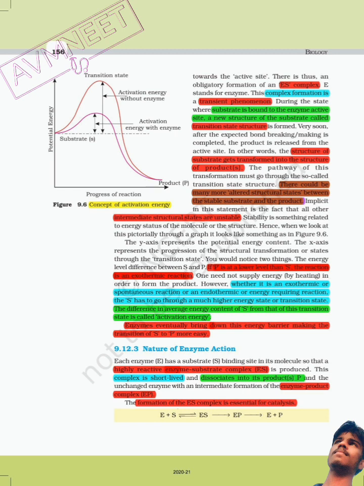However, whether it is an exothermic or spontaneous reaction or an endothermic or energy requiring reaction, the substrate has to go through a much higher energy state or transition state. The difference in average energy content of substrate from that of this transition state is called activation energy. Enzymes eventually bring down this energy barrier, making the transition of substrate to product easier.